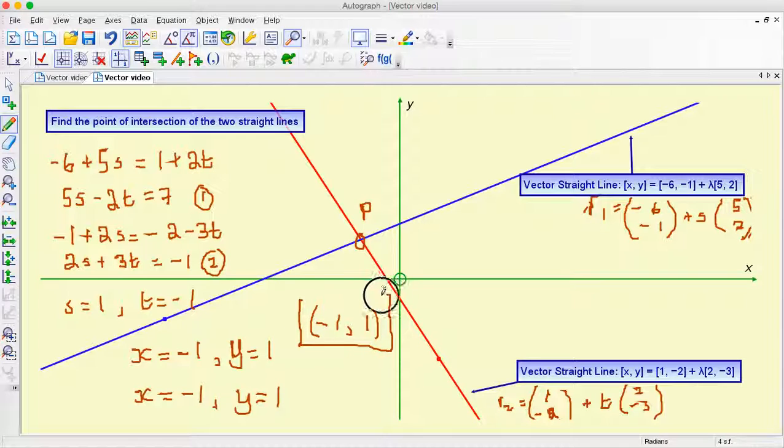So you just have a look through that again, how I made the simultaneous equations up from the vector equations, and then solve them, and then plug the values of s or t back into there.